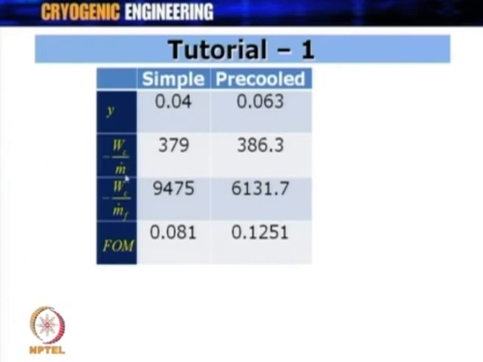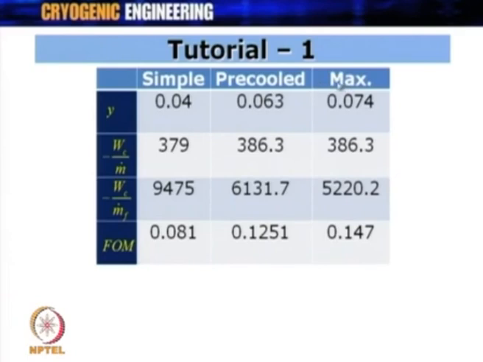If I talk about the work done per unit mass of gas compressed, this has increased from 379 to 386. This work done has been increased because there is additional work which has come from the refrigeration compressor, in this case for the pre-cooling circuit. However, if I want to understand the work done per unit mass of gas liquefied, and that is what is very critical, we can see that it has reduced from 9475 to 6131, which justifies the usage of the pre-cooling circuit, and the figure of merit has increased from 0.081 to 0.1251.